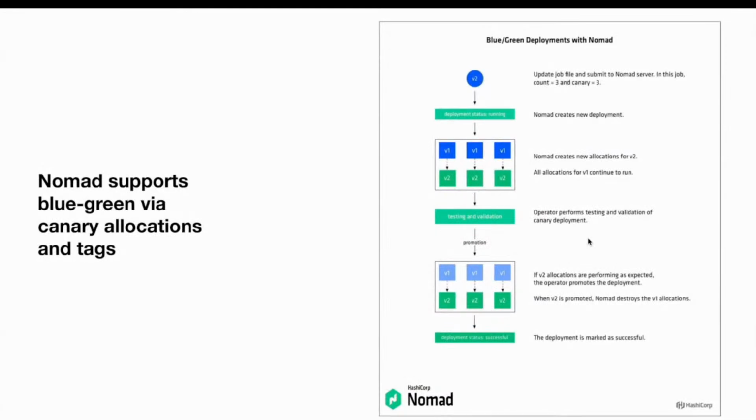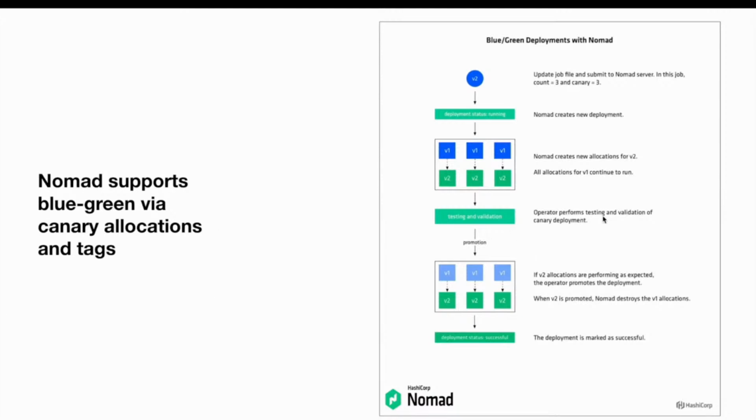HashiCorp Nomad lets you do this through the use of canary deployments in conjunction with tags applied to new service instances registered to HashiCorp Consul. To translate that into English, what that means is when you deploy a new version of your Nomad job, you can actually apply new tags such as blue or green or V1, V2, V3, etc. And in conjunction with Consul, we can split traffic between the different instances based on those tags.